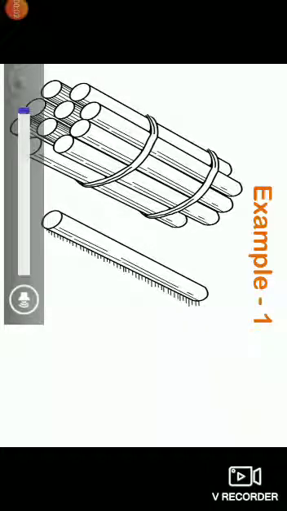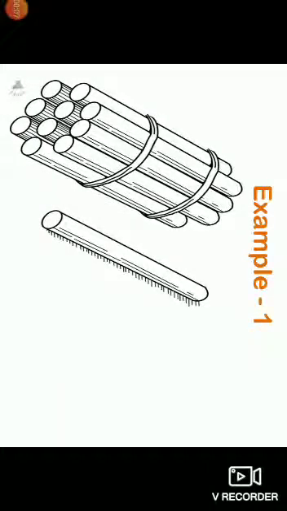Let us look at this example, children. In this picture, it's shown a bundle, or you can say a group of 10 sticks and one loose or one single. So, if I want to know its place value, how shall I do that?